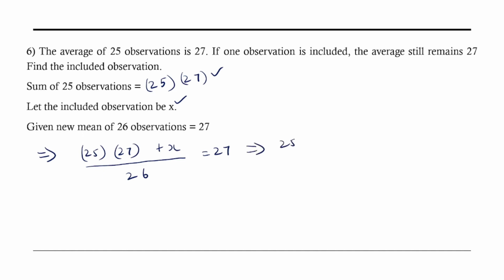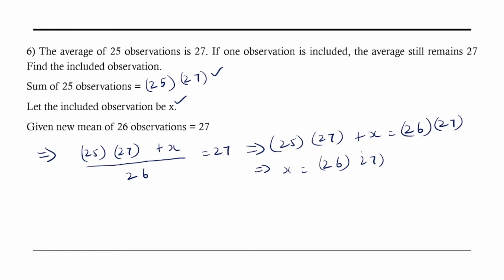So from this we get 25 into 27 plus x is equal to 26 into 27. So when we cross multiply we get this is equal to 26 into 27. So x is equal to 26 into 27 minus 25 into 27, or it is equal to 27 into (26 minus 25), which is 1. So x is equal to 27.